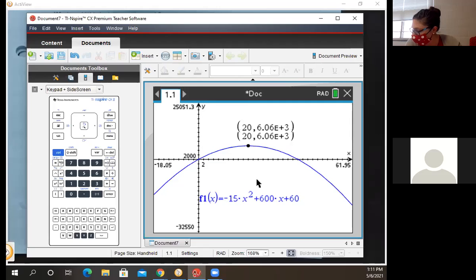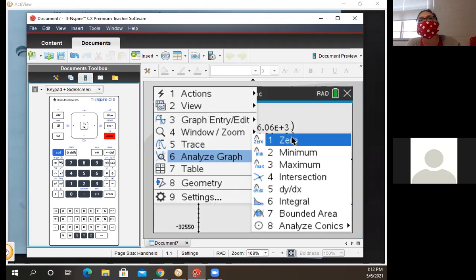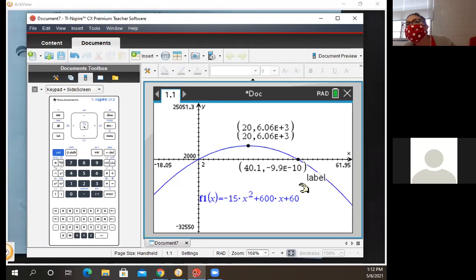Now, the other key feature we need to find is the x-intercept. So we're going to find this x-intercept over here. Menu, analyze graph, 0. Remember, 0 is my x-intercept finder on my calculator. This one looks a little weird too. I would expect for the x-intercept to have a y value of 0. Instead, what I have is negative 9.9 e to the negative 10.